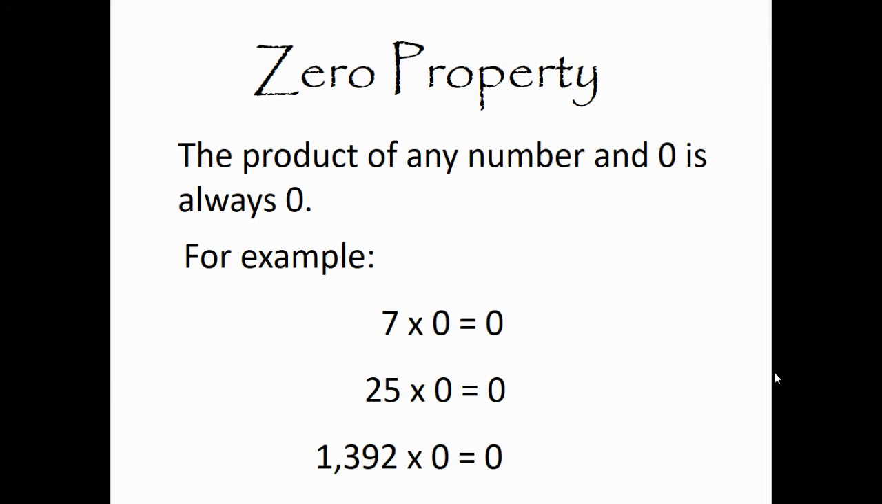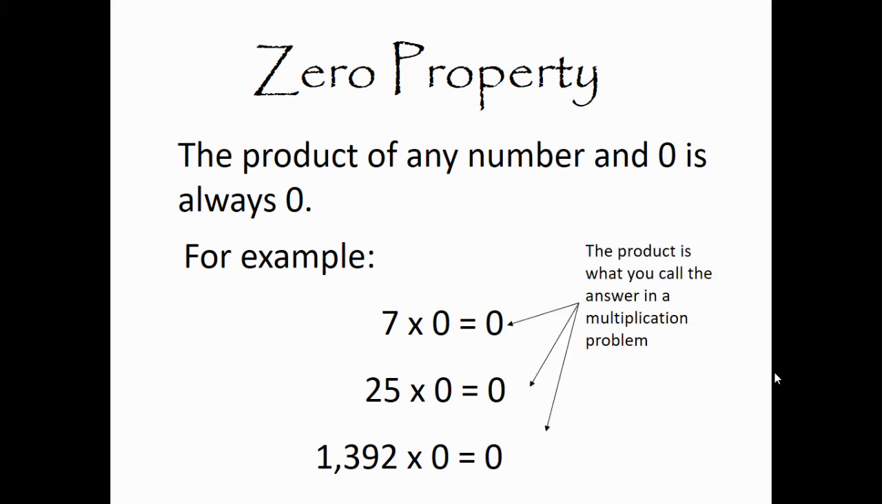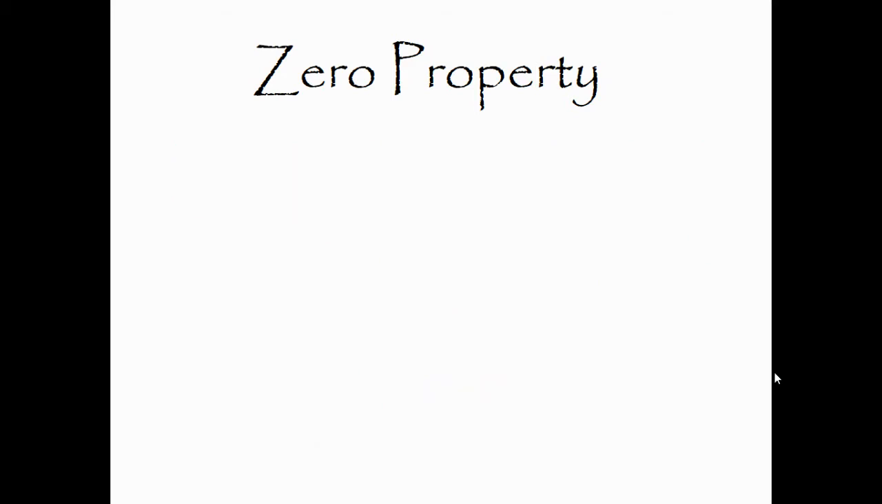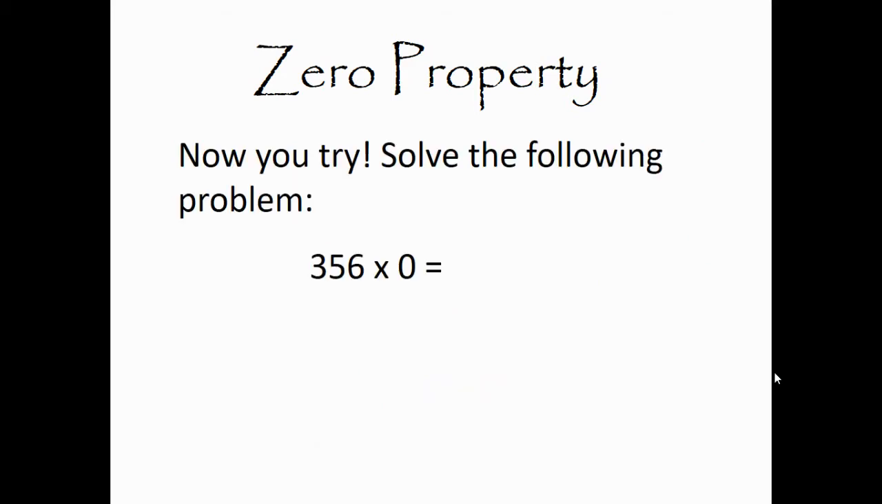Here are some examples. 7 times 0 is 0, 25 times 0 is 0, 1,392 times 0 is 0. Anything times 0 is going to equal 0. Remember, product is what you call the answer in a multiplication problem. Now you try. Solve the following problem.